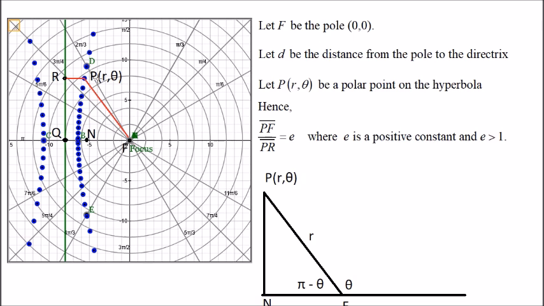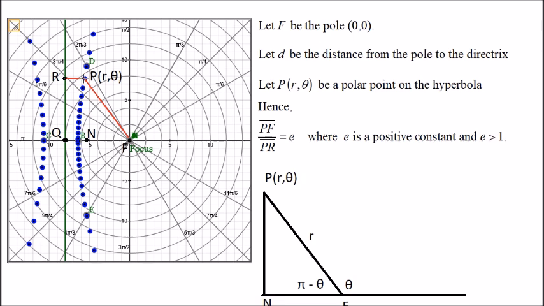Since P is on the hyperbola, the length of the segment PF divided by the length of the segment PR, which is the distance from the point to the directrix, must equal e, where e is a positive constant greater than 1. This point is (r, theta). Therefore, this angle from here to here must be theta. The distance from P to F is r.